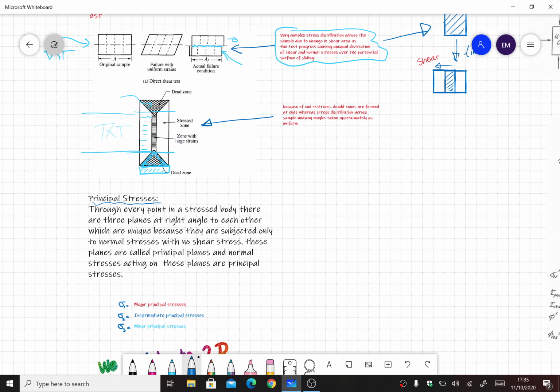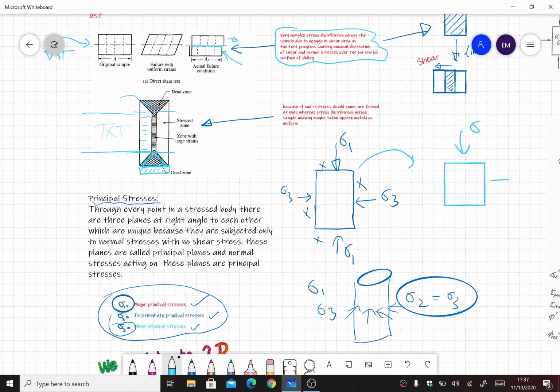Okay, if in the same specimen I draw it like here, and this was sigma here, we know that it's a normal stress. That means it is applied perpendicular to the surface. So that means this makes an angle of 90 degrees here.